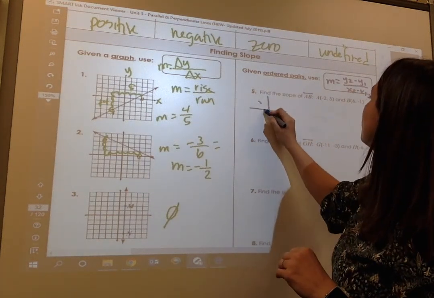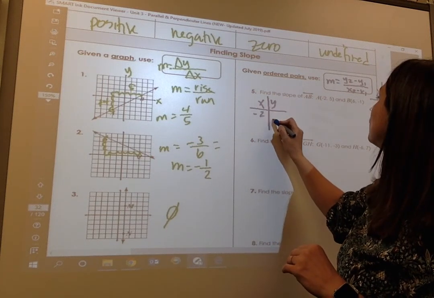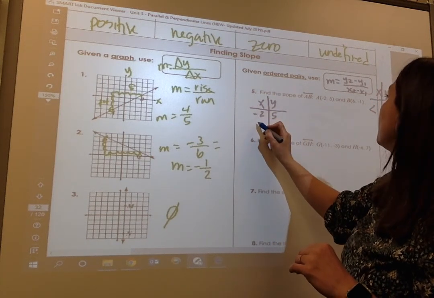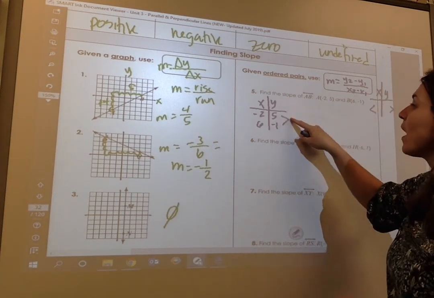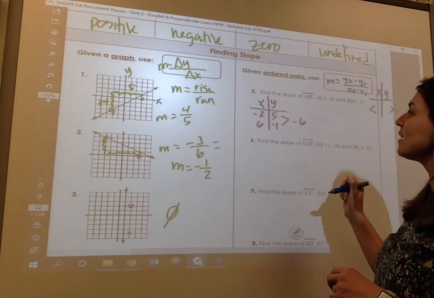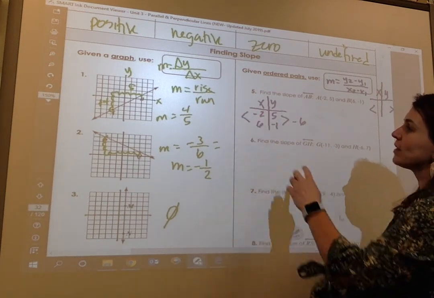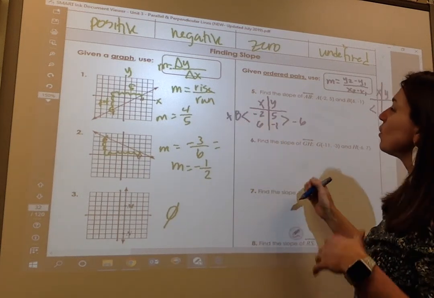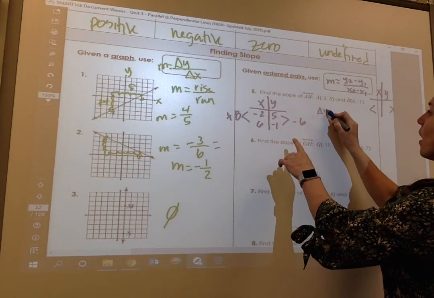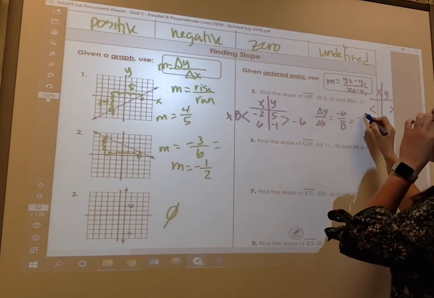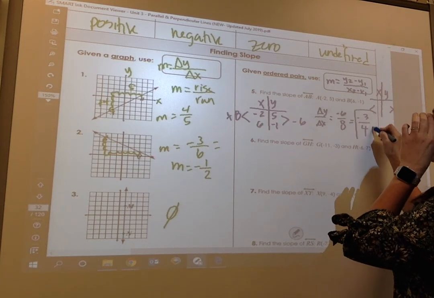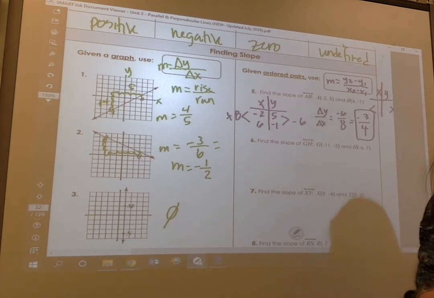So I always put mine in a graph, and I have (-2, 5) as point A and point B is (6, -1). So my change in y, I go from 5 down to -1, is -6. How do I get from -2 to 6? I add 8. And so since slope is change in y over change in x, it's -6 over 8, which reduces to -3/4. So my slope is -3/4.